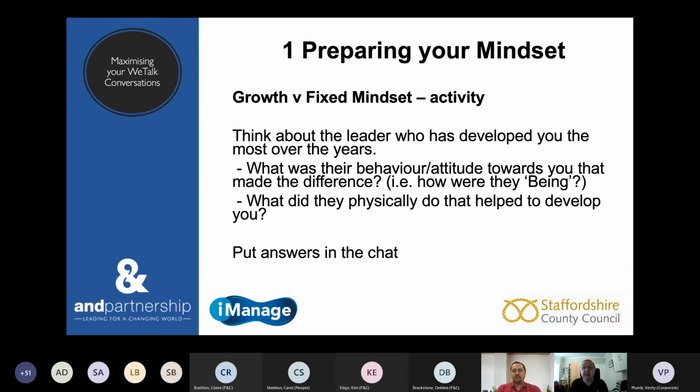Because it's very easy in our busy worlds to forget some of the things that people have done to really help us along the way. And I always say, when some of your team get to be leaders, and they start being asked this sort of question on workshops, think of a leader who's developed you most. Do you want to be that leader that they're actually talking about? If so, how do you need to be to actually create that? Okay, so that's the second part of preparing your mindset.